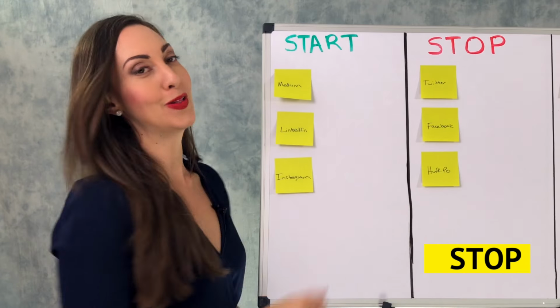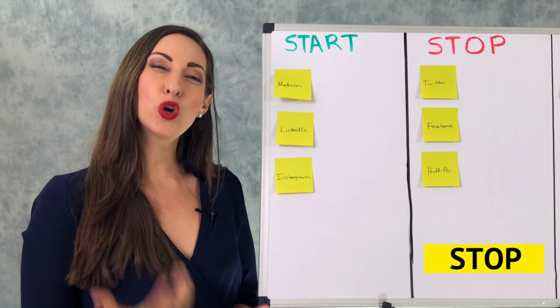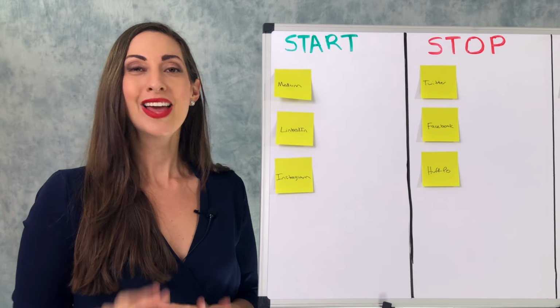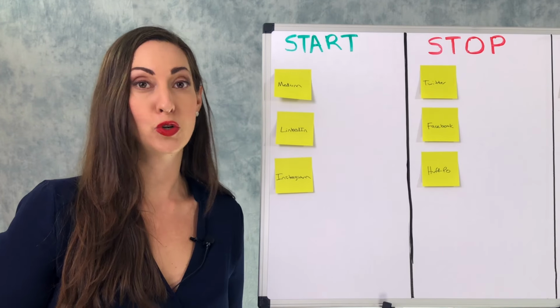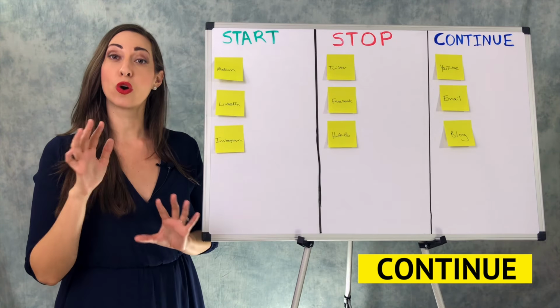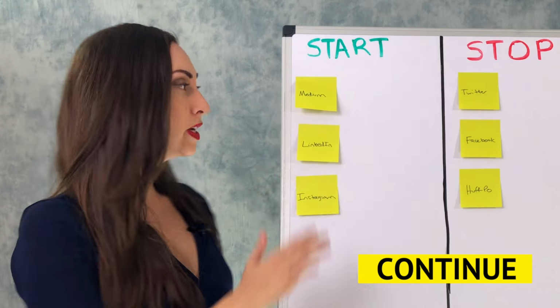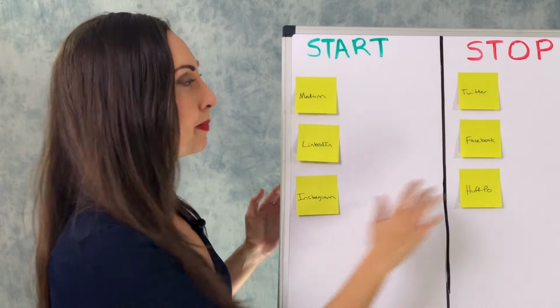In the Stop column, you guessed it, these are the activities that don't really do a lot. They don't contribute a lot. These are the activities that people want to stop doing. And the last one are the activities that are working and they want to continue. So here are a couple of examples that we pulled, and I placed them for you to see.